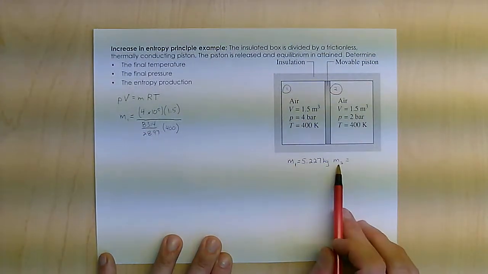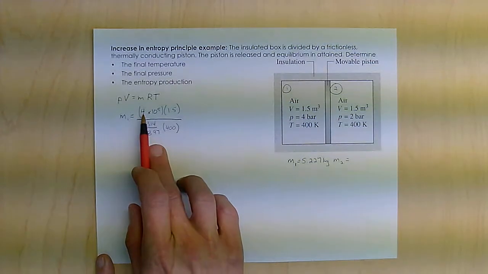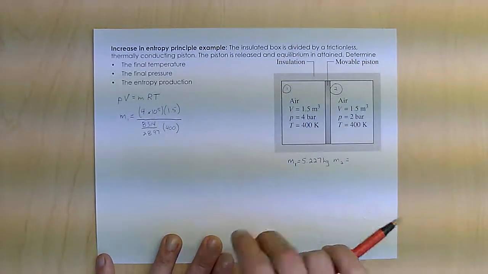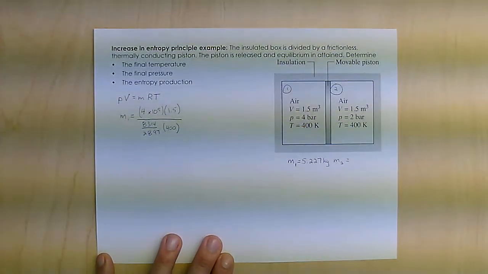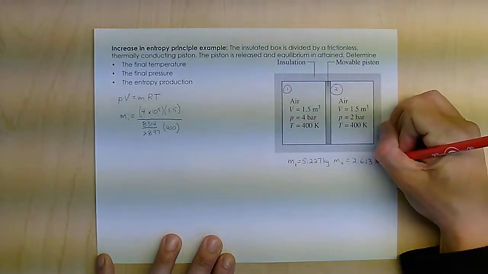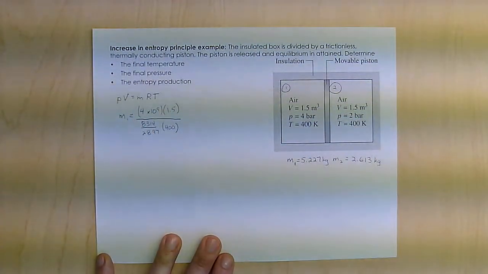For m2, everything's exactly the same except my pressure is half of it. So this mass is going to be half of this mass, because the only thing that changes in the equation is that 4 goes to 2, since the volumes are equal and the temperatures are equal. That means the mass in 2 is 2.613 kilograms. Again, same equation, just plugging in 2 instead of 4.